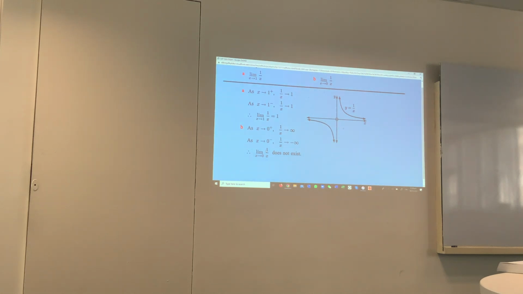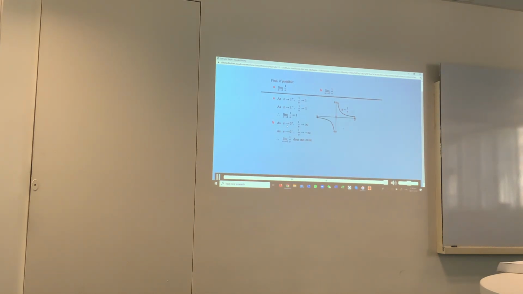Let's see what that means. The limit as x tends to 0 of 1 over x also does not exist. We say that 1 over x diverges as x tends to 0.